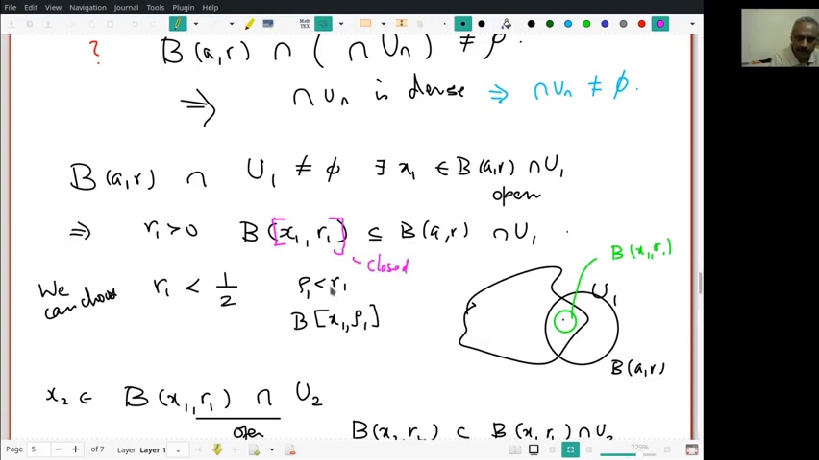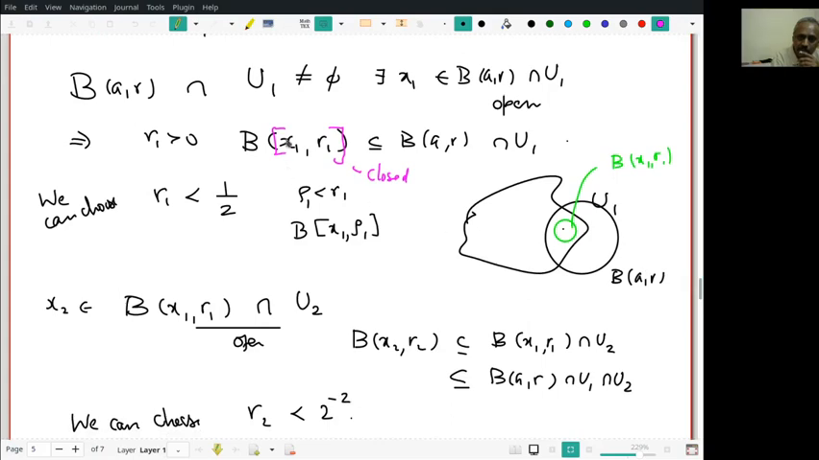This is my notation for closed ball. The closed ball itself is contained in this. But the next step, I am not worrying with the closed ball; I will take the corresponding open ball. B(x1, R1) open ball intersecting U2 is non-empty open, and therefore there is this x2 belonging to this, and therefore again I know there is an open ball B(x2, R2) contained in this.